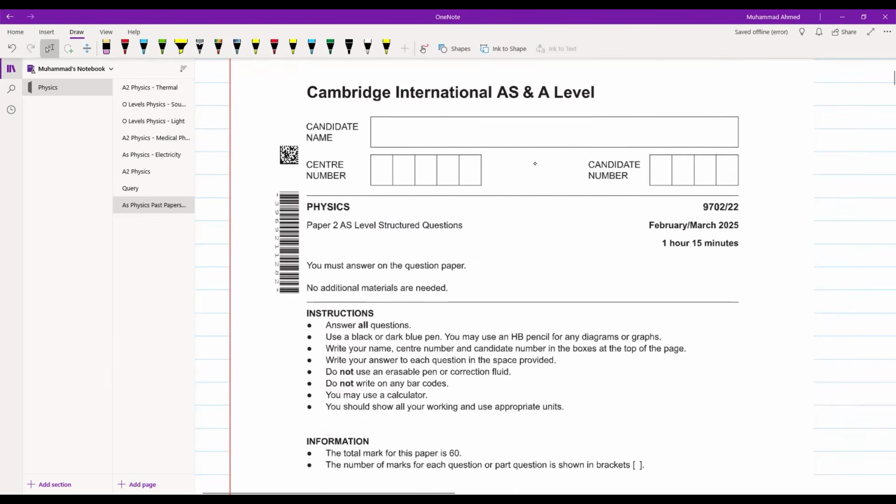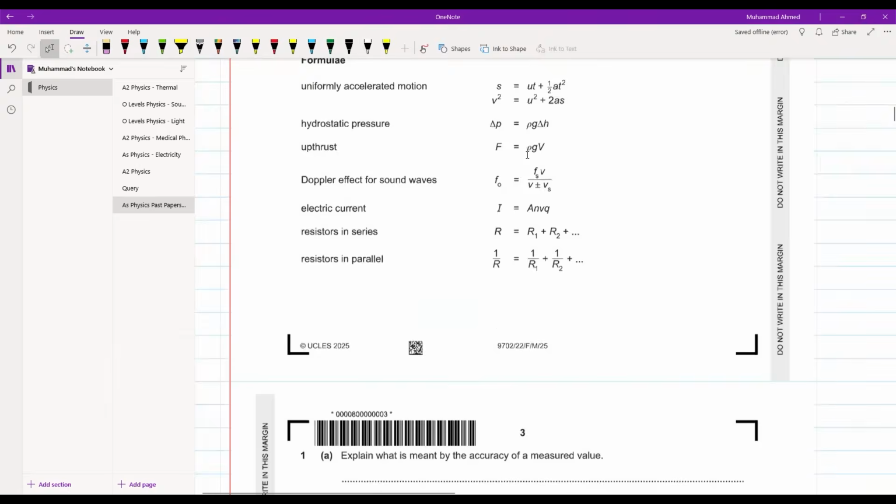Okay, students. So today we are going to attempt AS Physics, Paper 2, February March 2025, Variant 2. It is a 1 hour 15 minutes paper. Let's start with it. So, let's scroll downwards.